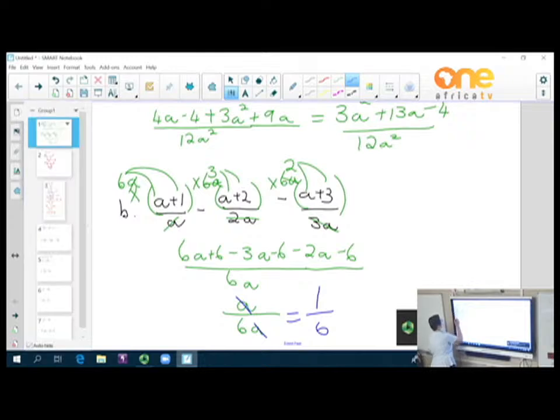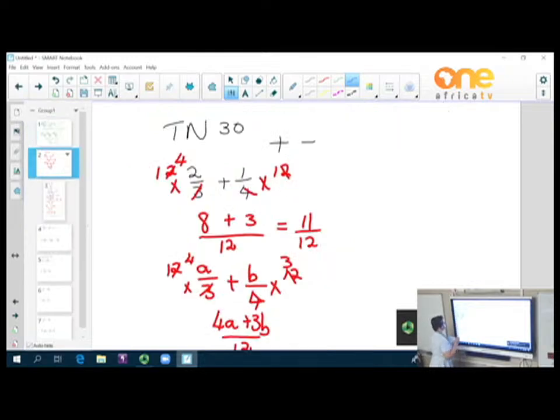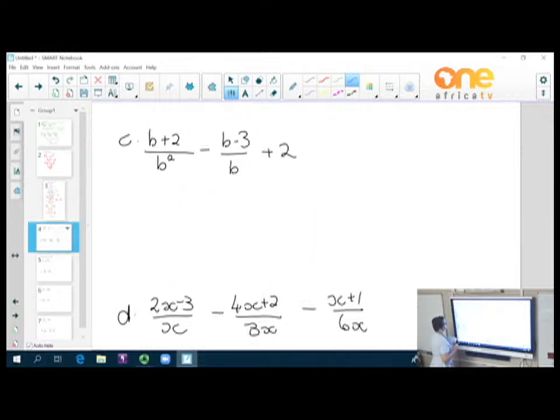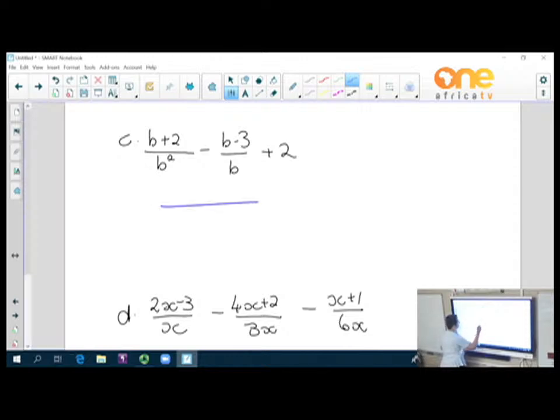Okay, right, let's take the next one. Number C, LCM. So what will be the LCM here? b squared, the lowest common multiple. Remember, this is 2 over 1. It's not a 2 that you're going to use there. This is a whole number. So I multiply, again, put those brackets around there. So you multiply with b squared, multiply with b squared, multiply with b squared, and cancel.